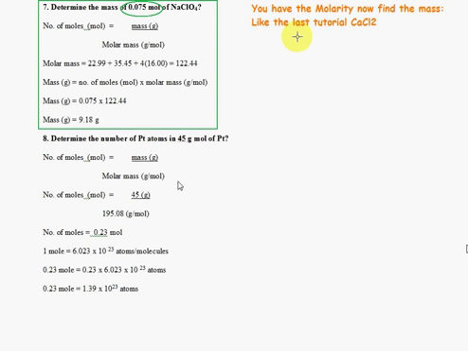Okay, so like the last tutorial, we have the molarity again and we want to find the mass. Just like in the last tutorial where it was calcium chloride, CaCl2. The molarity that we have this time is 0.075. It's a different substance, sodium perchlorate, NaClO4. So this is what we've got to find the mass of when it's 0.075 moles.